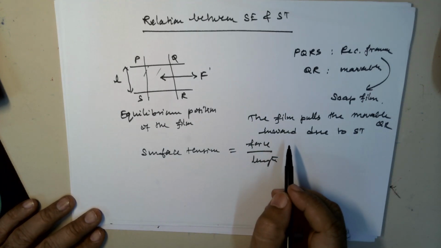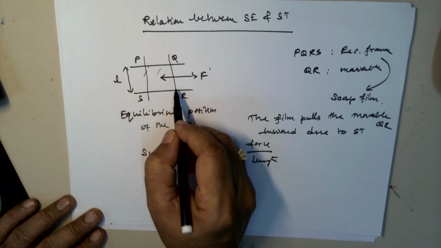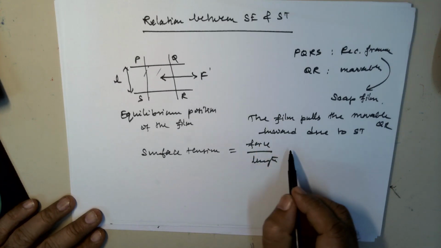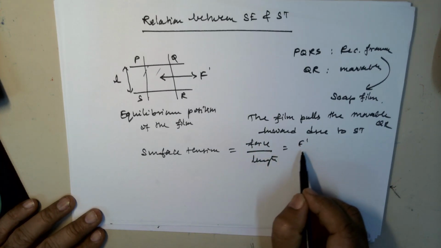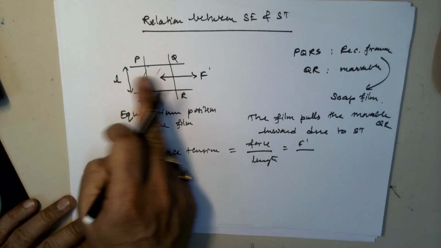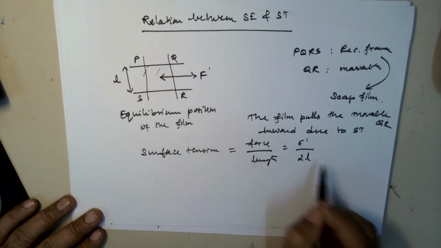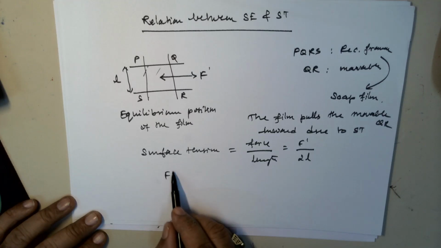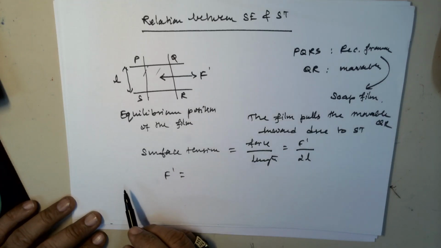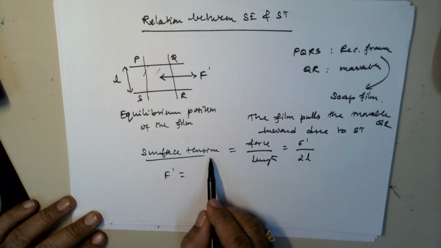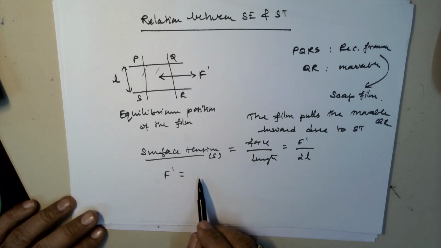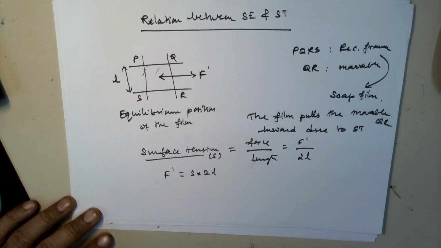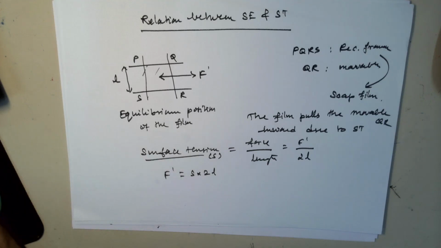So in this case, this is L, this is another L. So the force by length means F dash divided by L plus L, that is 2L. Therefore, this force can be calculated as, let us call the surface tension as S, so S into 2L.